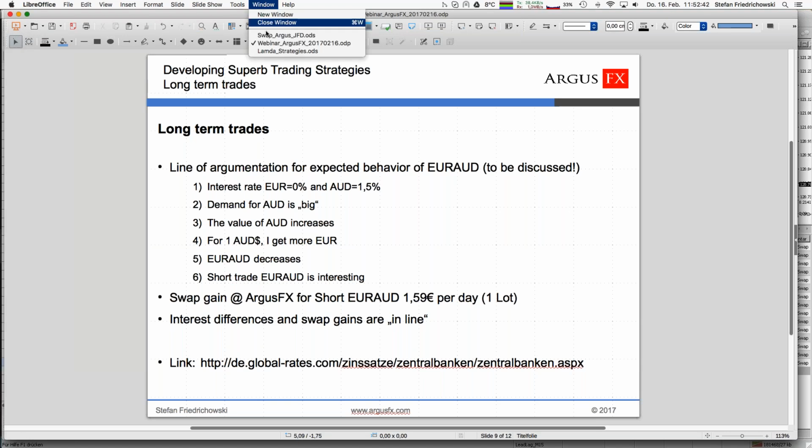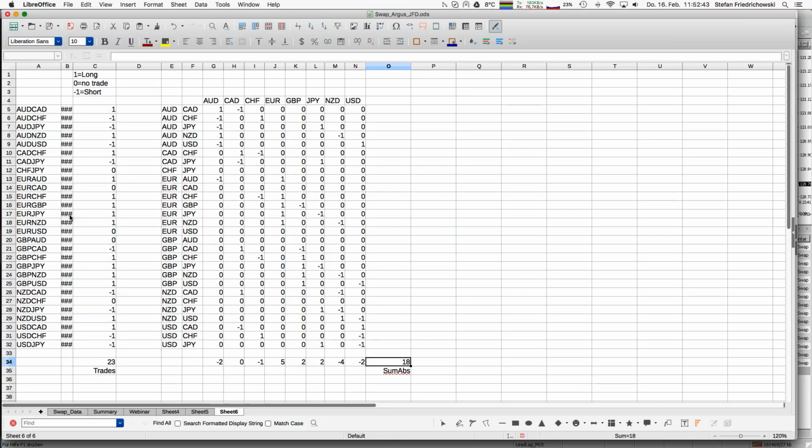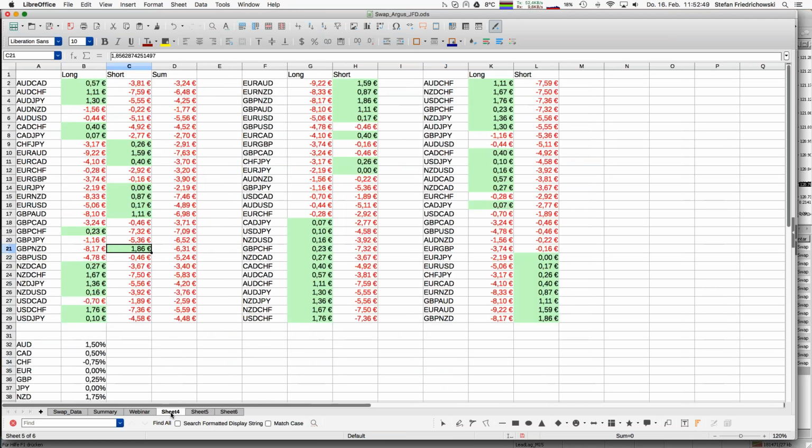I go back to my Excel sheet here. What I did is I selected out of that list all those which have the highest values for swap profits. So I took a few of them here, long trades on those forex pairs, because there I would earn a lot of money, and I took those 3 here for short trades, which give me profits here.